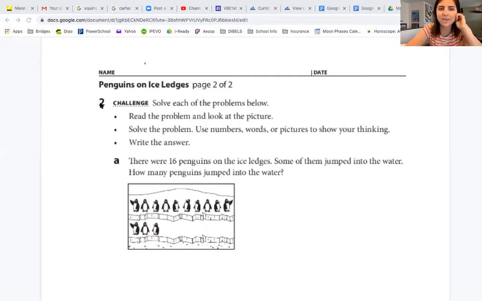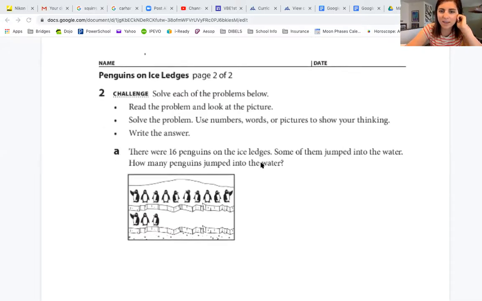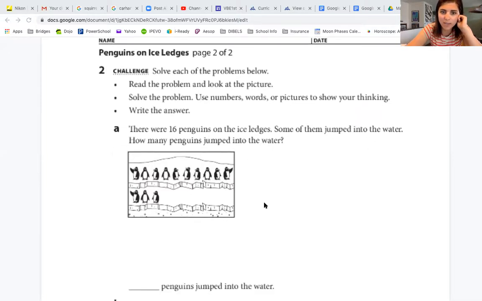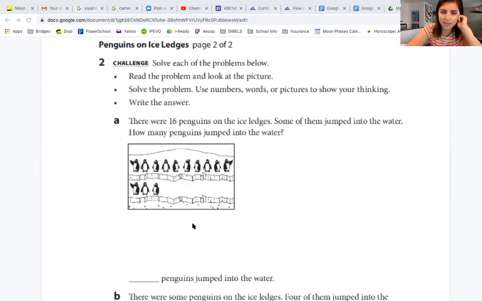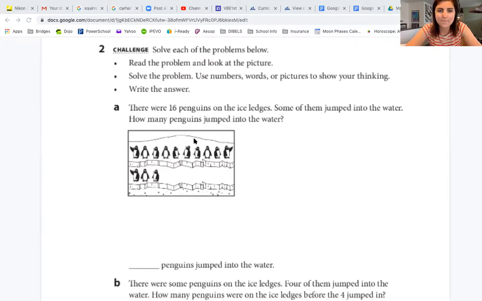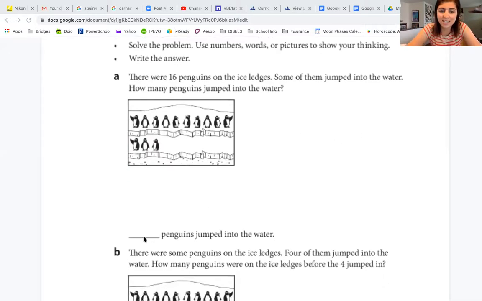So this one's labeled, which is nice. It says 2A. There are 16 penguins on the ice ledges. Some of them jumped into the water. How many penguins jumped into the water? So how many? All right, you're gonna have to give me numbers. You're gonna have to draw pictures. I wanna see blank penguins jumped into the water. So rather than just give me the answer, I want you to write this sentence. So how many ever penguins you came up with? Penguins jumped into the water.